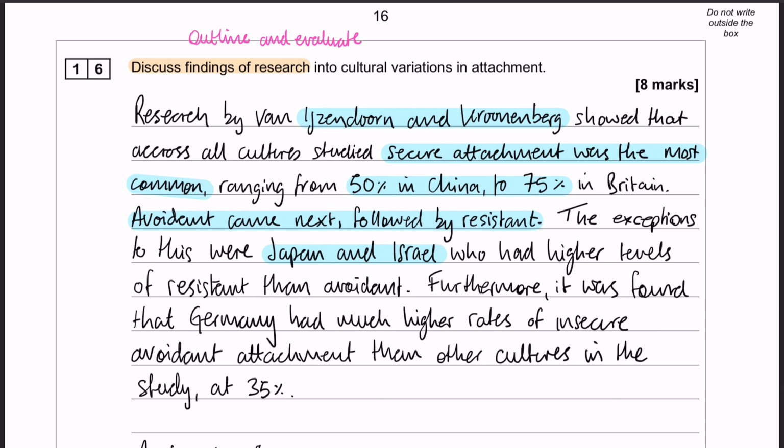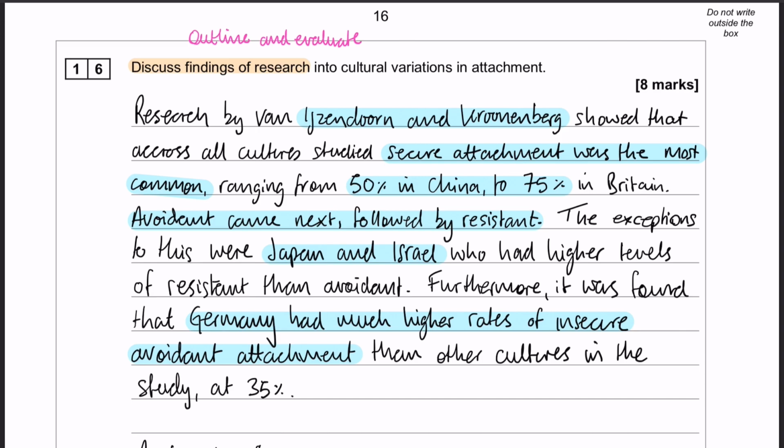And then you can finish it off with one particular country, and you can say that Germany had much higher rates of avoidant attachment than other countries, because their rate was up at 35%. So you've effectively got 3 lots of results. You've got the broad result of secure was most common, followed by avoidant and then resistant.